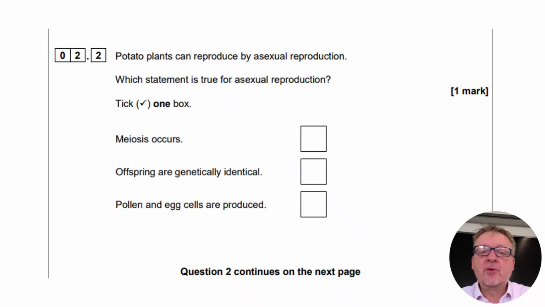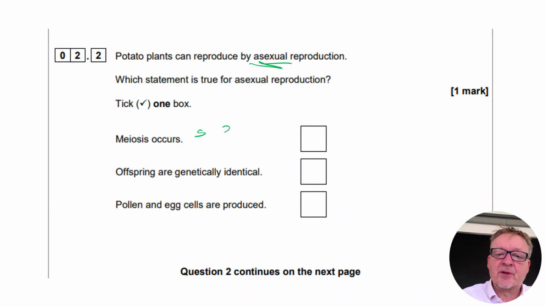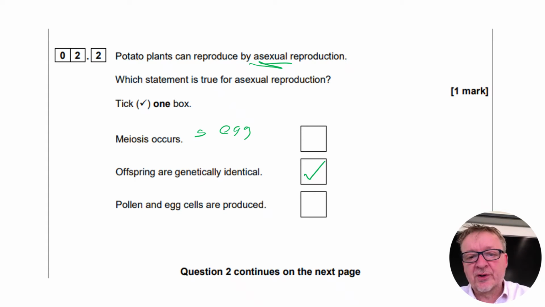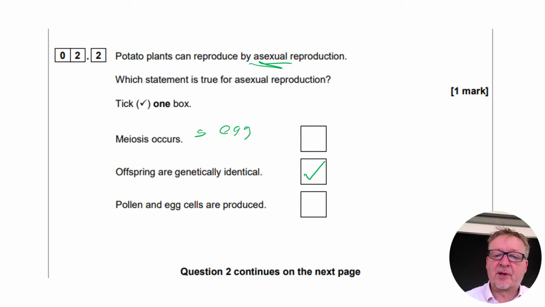Question number 2.2. Potato plants can reproduce by asexual reproduction. Little runners that run underneath the ground. Which statement is true for asexual reproduction? Meiosis? No, because that is your sperm and your egg, producing gametes. Offspring are genetically identical. Correct. If a potato plant goes underneath the ground, a little runner, and it pops up somewhere, it's the same plant. Pollen and egg cells are produced? No.